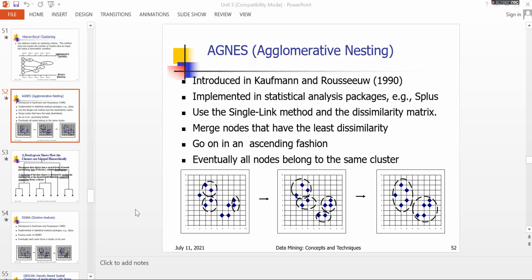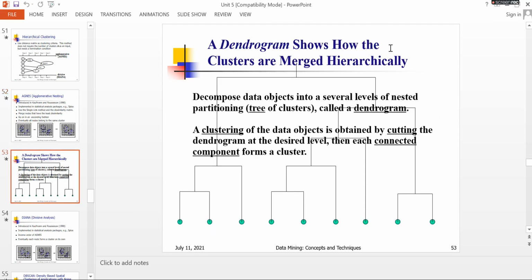Next we will see the dendrogram approach. Dendrogram is nothing but a tree representation. This hierarchical clustering, you are representing as a tree structure. So decompose the data objects into several levels, a nested partitioning tree of clusters called a dendrogram. A dendrogram is nothing but the data set represented as a tree-like structure. So for example, this is a dendrogram tree-like structure.